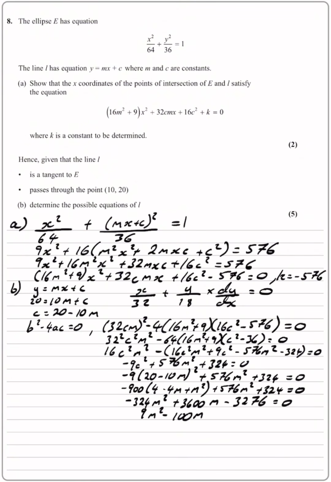I'm convinced there's easier ways to get to that quadratic, but there you go, there's one path. Factorizes nicely, 9m minus 91, lots of m minus 1 equals 0, giving us two gradients. m is going to be 91 over 9 or 1. You can work out c by doing 20 subtract 10m, giving us two values of c, negative 730 over 9, or anything equivalent to that, or 10.